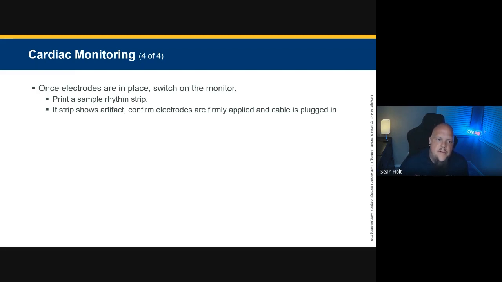Okay, if they say print a sample rhythm strip just to see if there's artifact, that would be like a shaky rhythm, or a wavy baseline when it should be nice and flat all the way across. You'll see what I mean when you start doing your ride outs, or if you start working on the ambulance or in the hospital, moving on to med school, whatnot. You'll learn what artifact looks like and how to tell it from an actual bad rhythm. Okay, so don't worry about that for right now. Make sure that electrodes are firmly applied and nice and sticky against the patient, and that the cable's plugged in, at the very least. Okay.